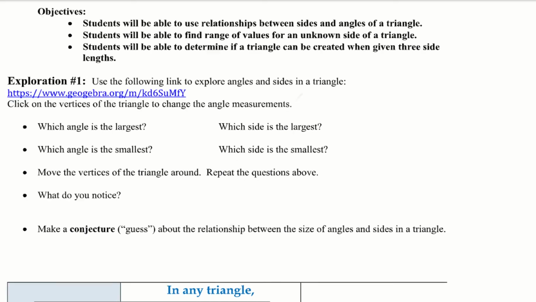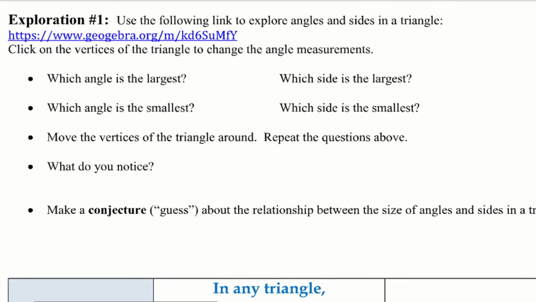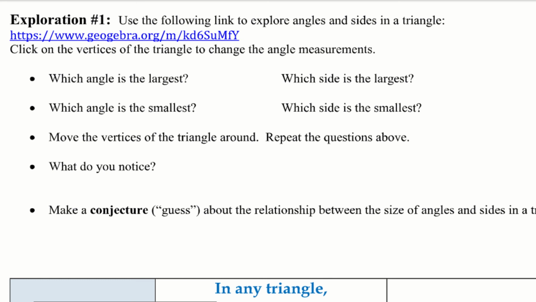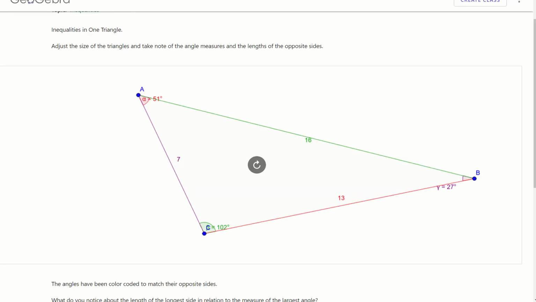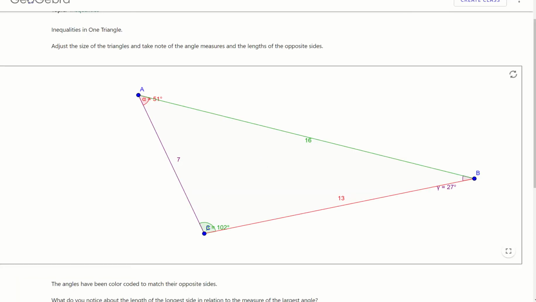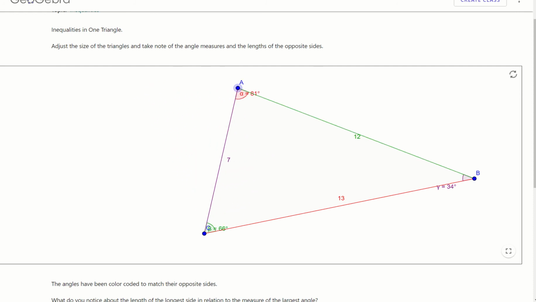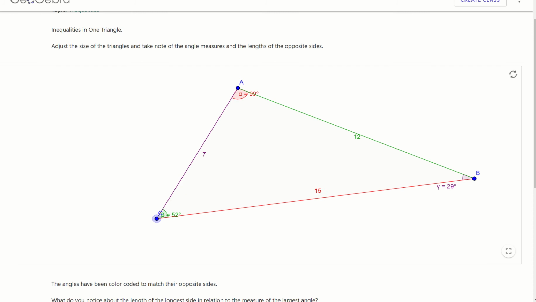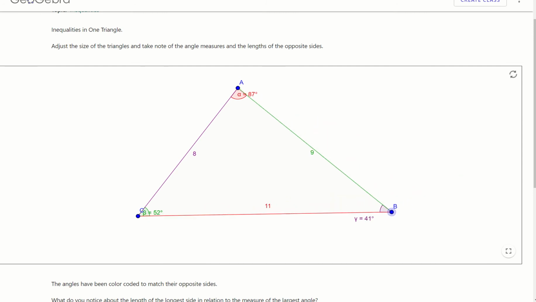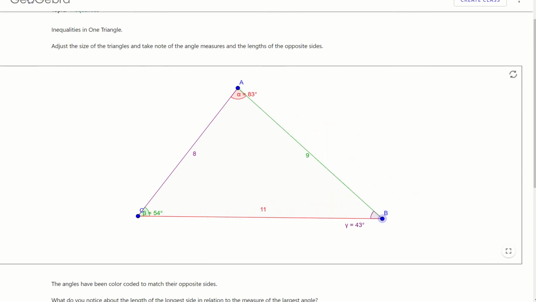So first, let's go ahead and start with this first exploration. I'm going to open that on this other screen, and make sure you have your notes out or on a separate web browser so that you can try and do both at the same time. I'm just going to move these to wherever I need to move them. You can move them to whatever lengths you want, because we're going to have to do this a couple times.